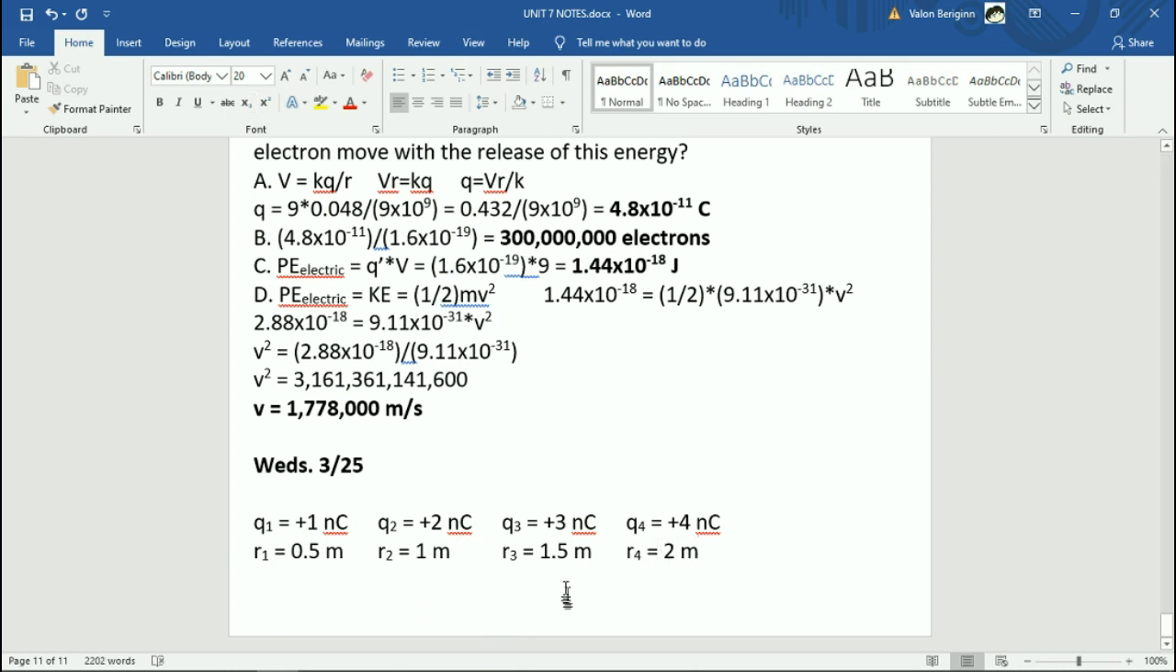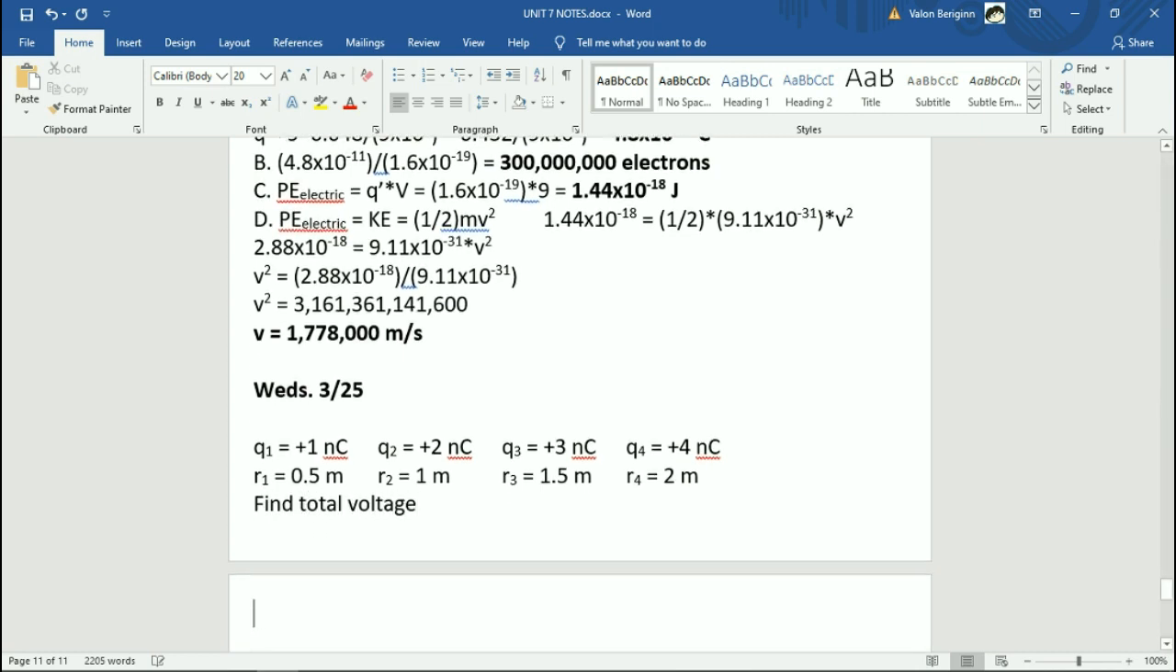Now, if I was doing electric field, I would have to clarify what the direction is. For example, it's 0.5 meters, and I'm down from this charge. This one, it's 1 meter to the right of this charge. This is 1.5 meters above this. But because voltage is not a vector, I don't have to worry about that. I don't have to deal with direction at all. So, the question is, find total voltage.